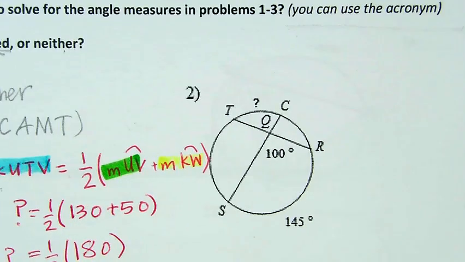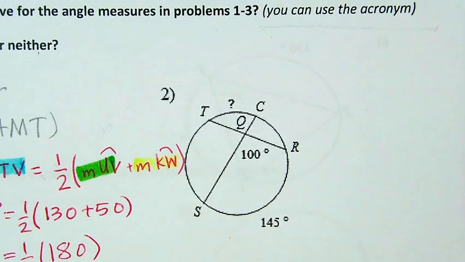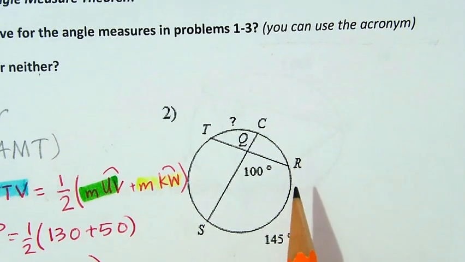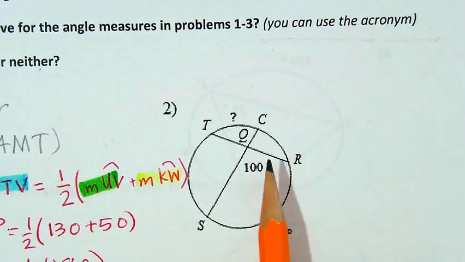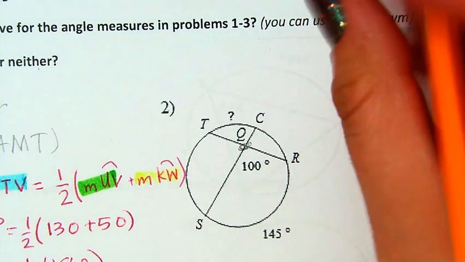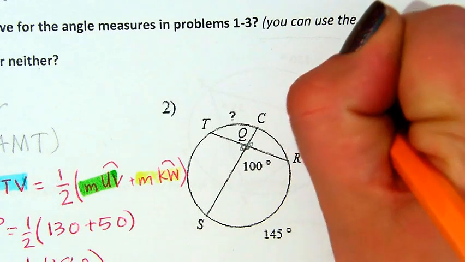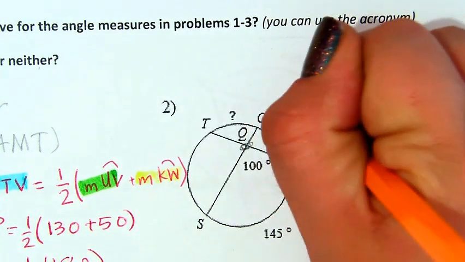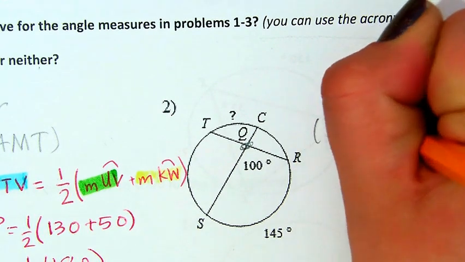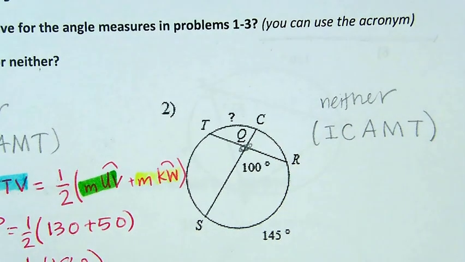For number 2, are any of the angles central, inscribed, or neither? In this case as well, it's not going through the center and it's also not inscribed. So this is also neither, and we're going to use the same theorem, the intersecting chords angle measure theorem. We're going to use the same formula.